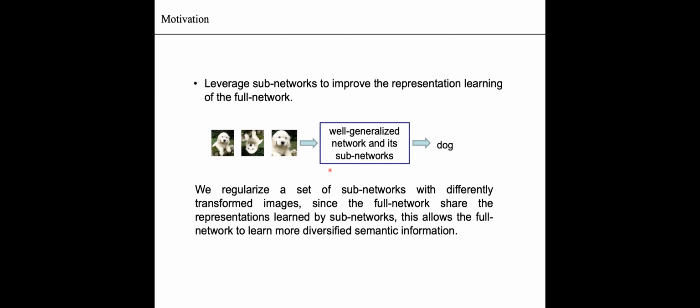And also for a well-generalized network, its individual neurons may have a very strong representation capacity. They're able to recognize the object very well. So that means if we sample the subnetworks, the subnetwork should also perform well on a data set, recognizing the images or objects at a high accuracy. So these motivate us to use the subnetworks to improve the representation learning of the full network.